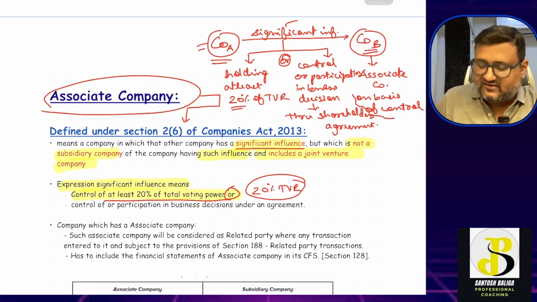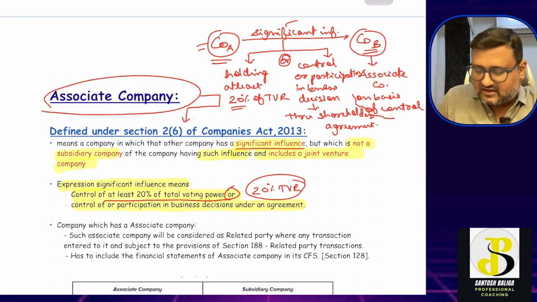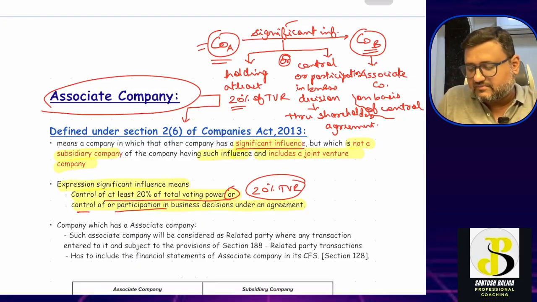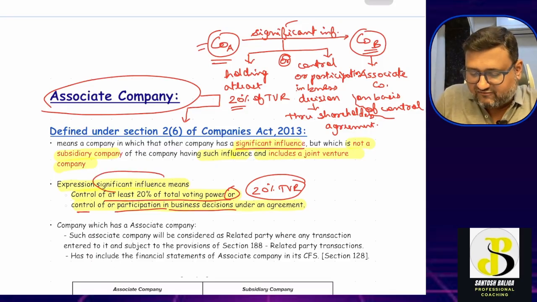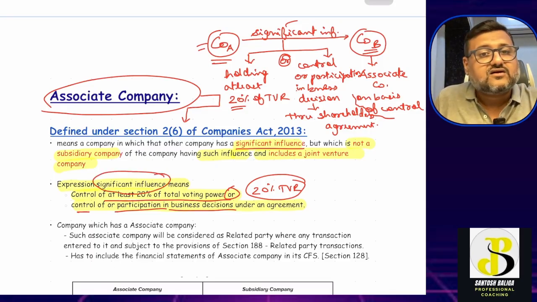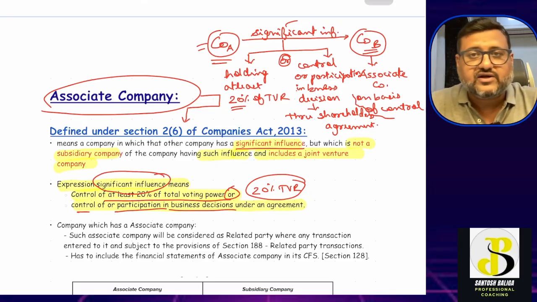The second point is control of or participation in business decisions under an agreement. So a company which has a control or participation in business decisions of the other company would be said to have a significant influence over that other company. So I hope the point of significant influence is absolutely clear over here.